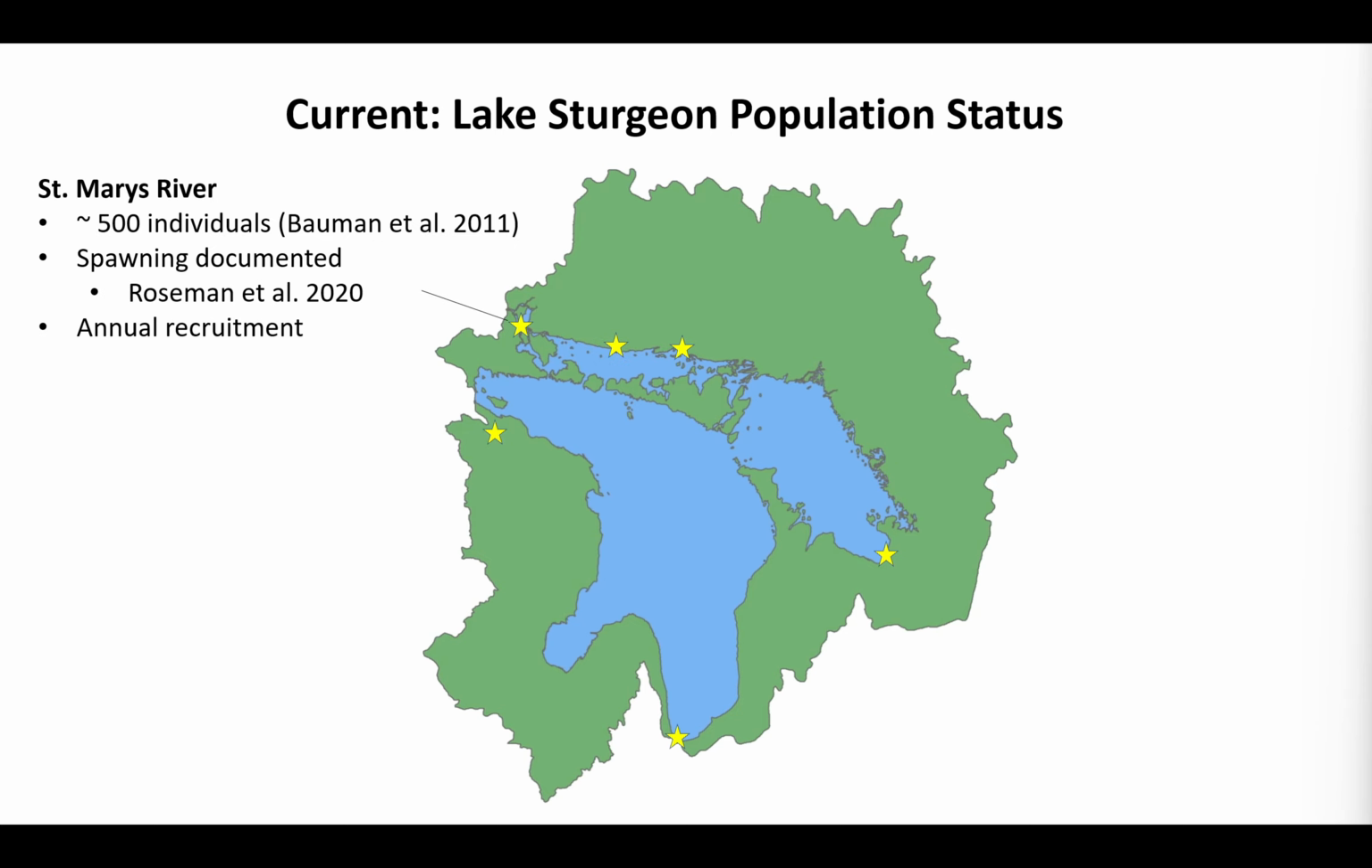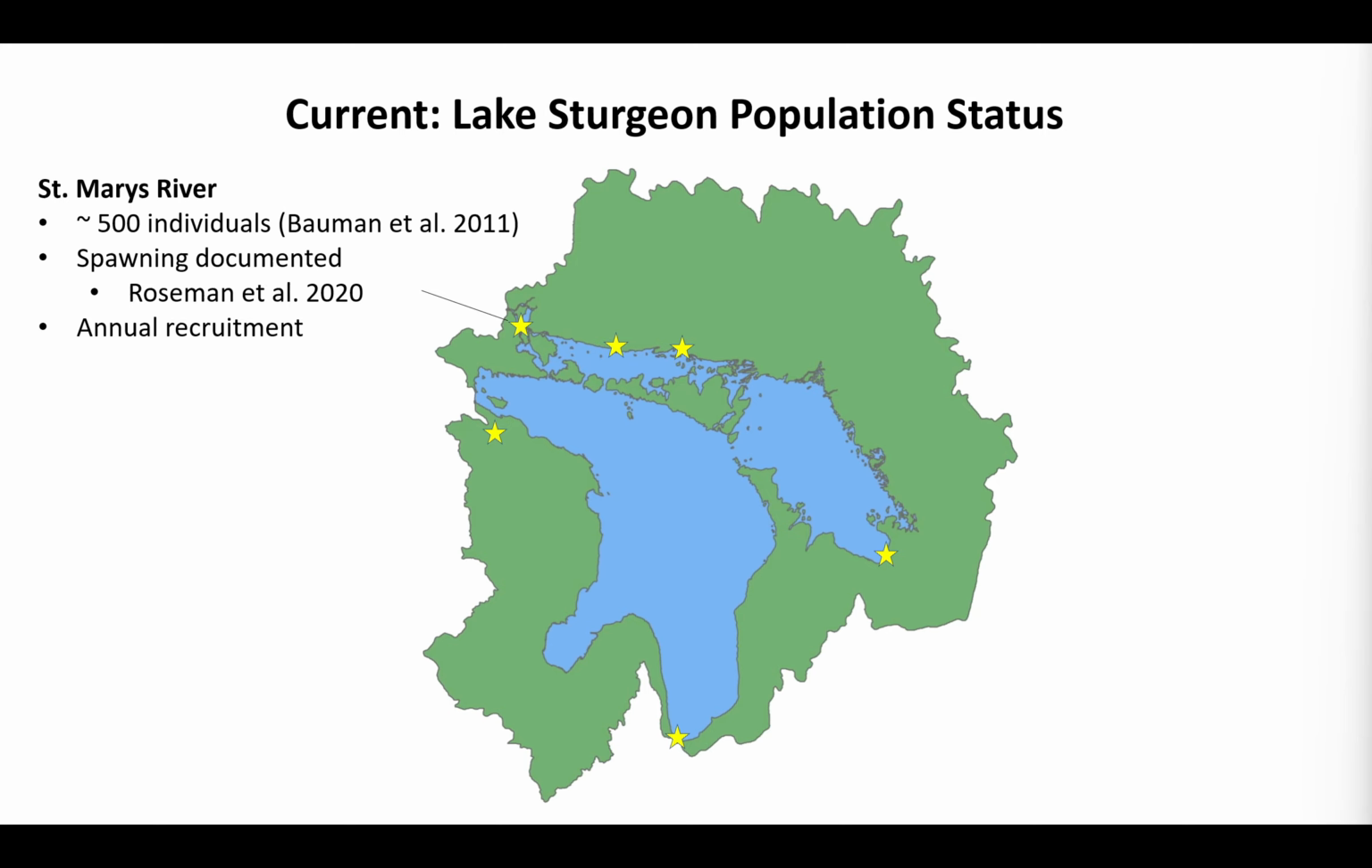This is what we think exists now in regards to the number of self-sustaining populations, where there are a large number of adults and evidence of natural recruitment. So 6 populations we believe currently exist in the lake as defined as self-sustaining.